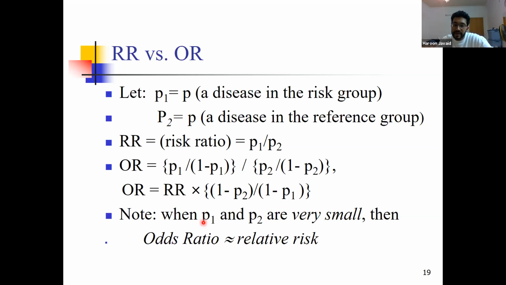Now they're saying if P1 and P2 are very small, then odds ratio is equal to relative risk. What do they mean? They mean if P2 is 0.00001, and it's the same thing for P1, 0.00001, then once we divide both of these, we'll get numbers which are relatively similar to each other. So it will be almost the same number divided by the same number, which is going to be 1. So anything multiplied by 1 is relative risk.